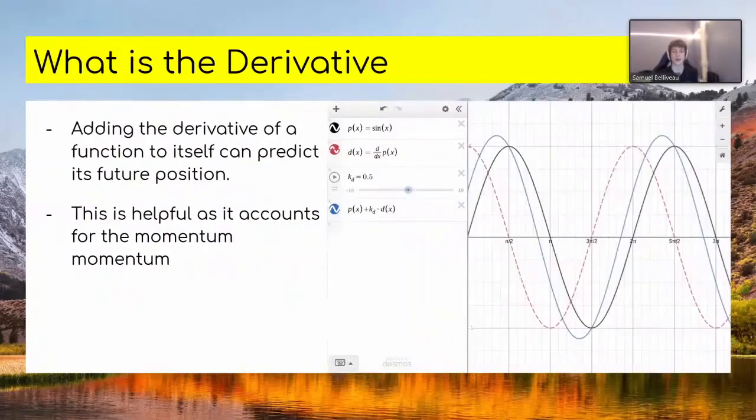example of a derivative. Here, if you have a simple sine wave, and you take the derivative of that sine wave, you're going to get a cosine wave. And here, if you add that to the sine wave, you can see it gets shifted a bit to the left.